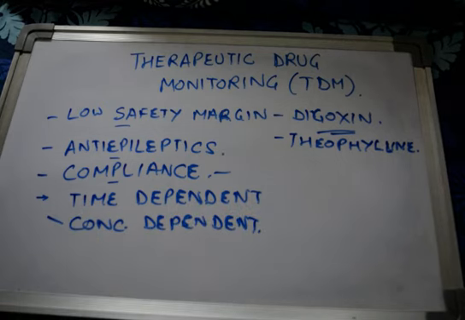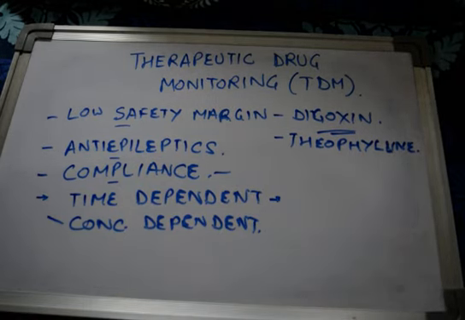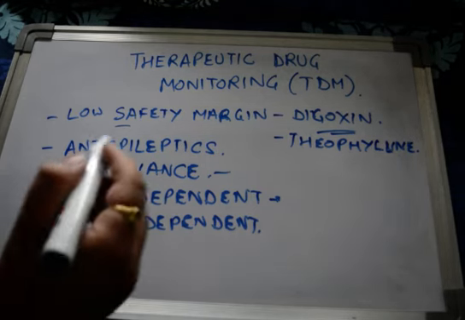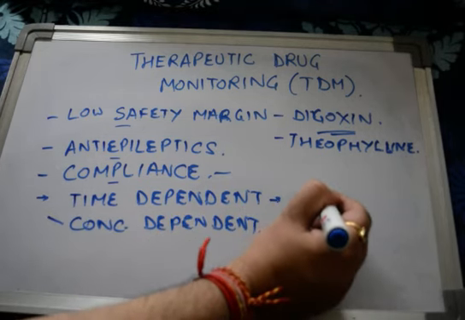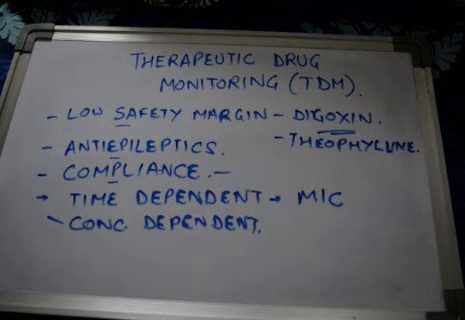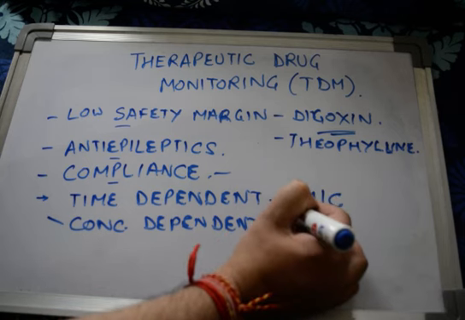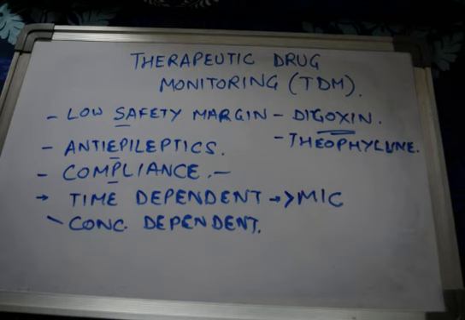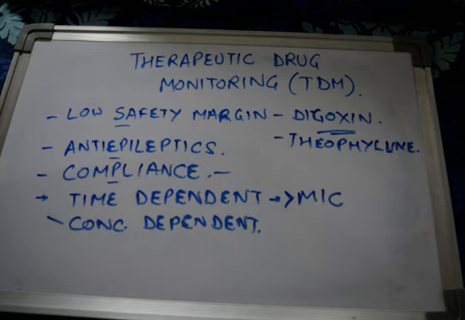A time dependent killing, for example, say one drug is vancomycin. So for vancomycin, what we need is the levels of the drug should be more than what we call MIC, or the minimum inhibitory concentration. They should always be more than this throughout the time, as long as we are giving the medicine. If it goes below the MIC, it will not be effective.